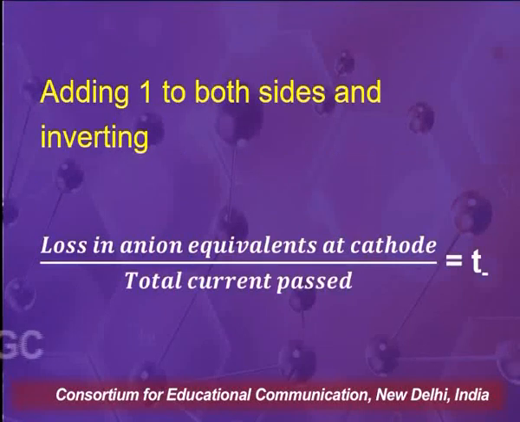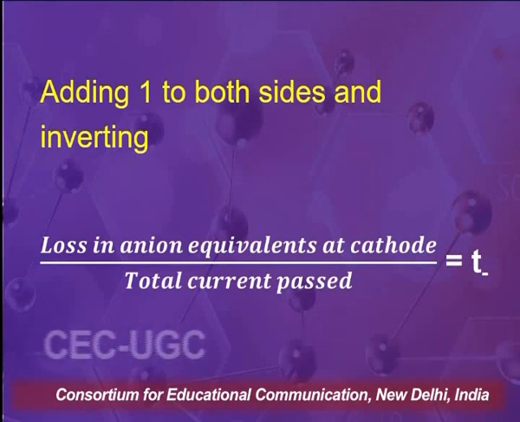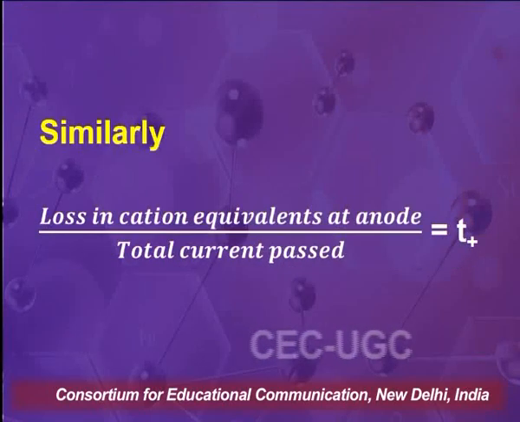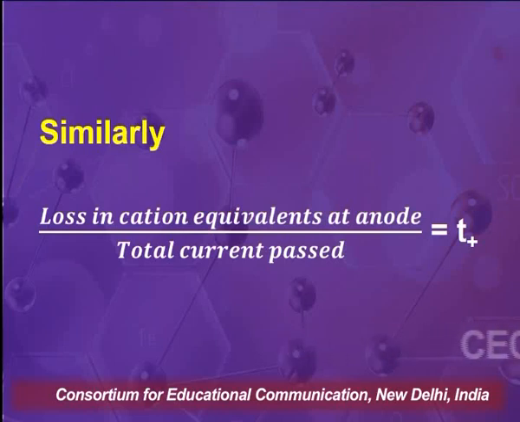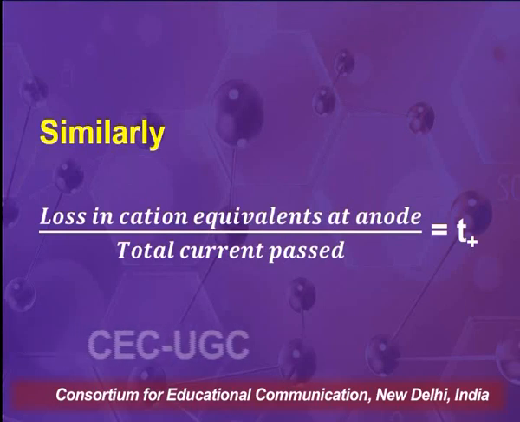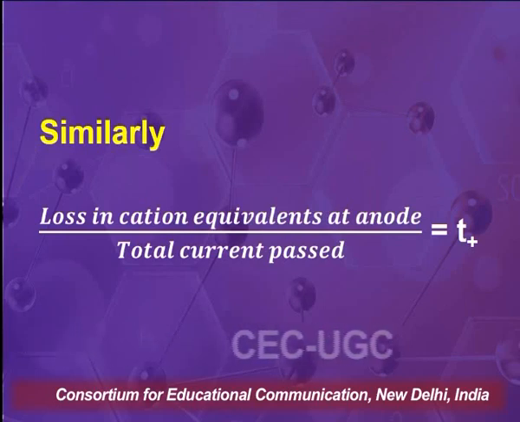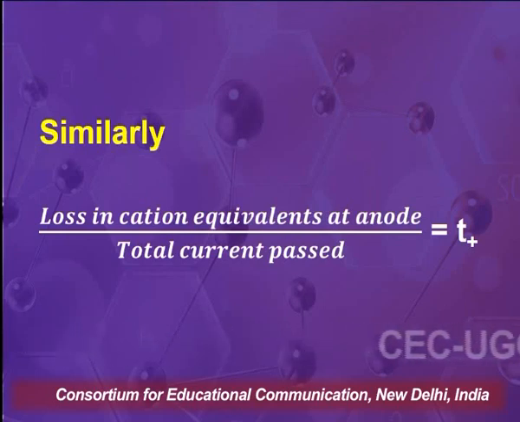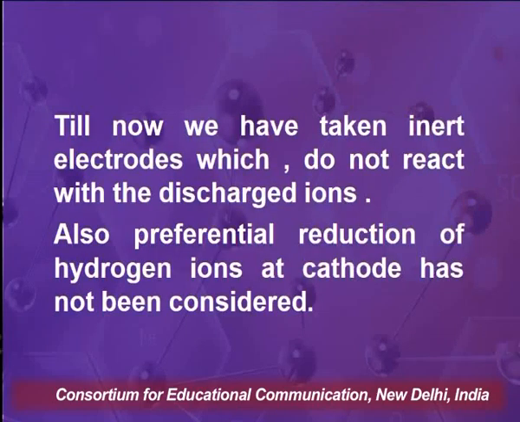If we add 1 to both sides and invert, we will get loss in the anion equivalents at cathode over total current passed is equal to the transport number of the anion. And similarly, we can get loss in cation equivalents at anode divided by total current passed is equal to the transport number of the cations, that is T plus.